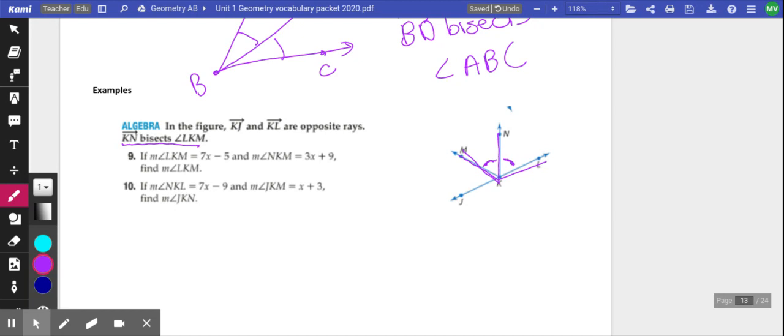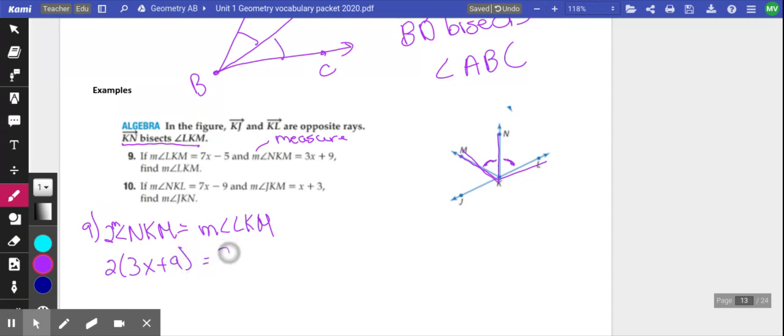So that means that 2 times the measure, that's what this little m means, measure, 2 times the measure of NKM is equal to the measure of angle LKM, because KN bisects. So I'm going to do 2 times 3x plus 9 equals 7x minus 5.